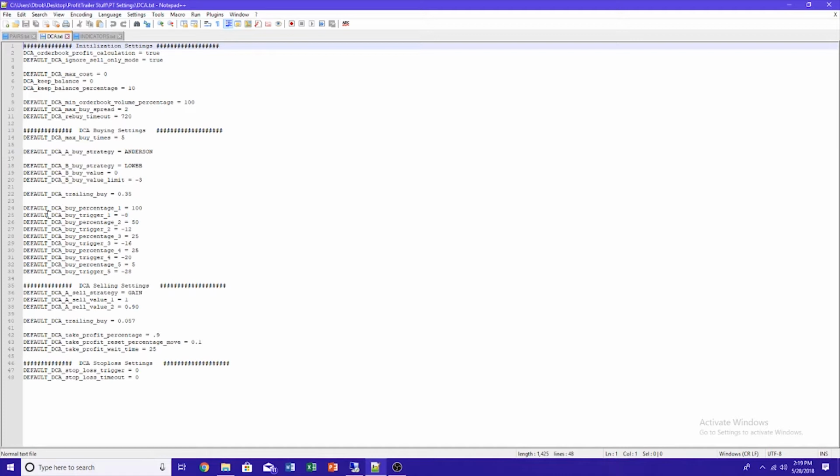So anyway, moving on, this is the buy percentage. The first DCA is going to use 100%. It's going to buy in at the exact amount you bought in when it was in the pairs file. And this is the trigger I was talking about in the pairs file. So it won't hit the DCA log until it's at -8%.